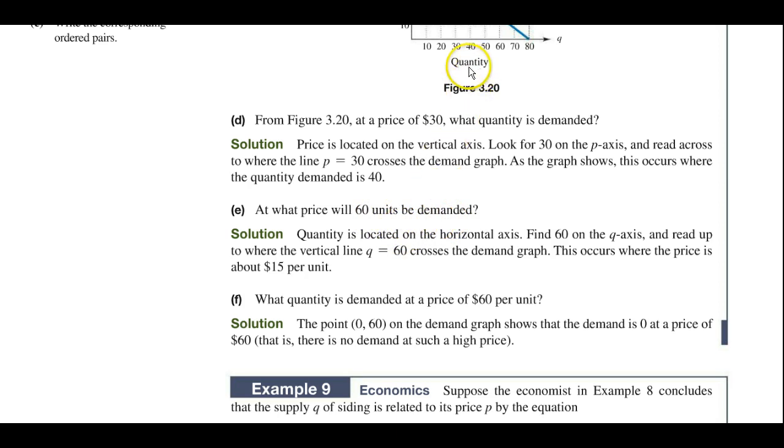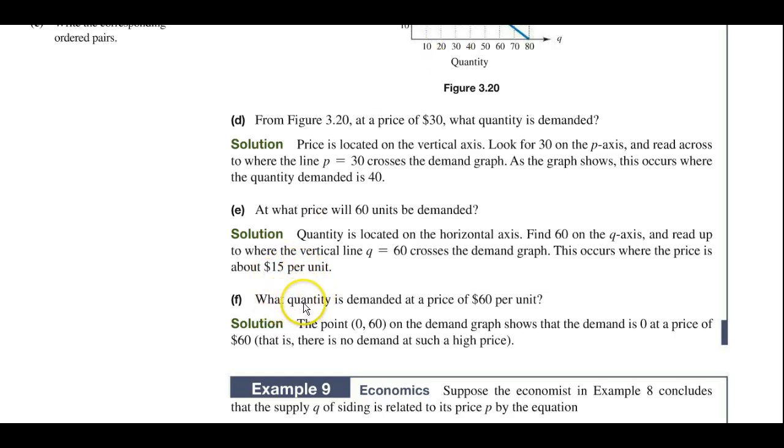At what price will 60 units be demanded? And you would go to the quantity of 60 down here, and you would go up, and it looks like $15 per unit.